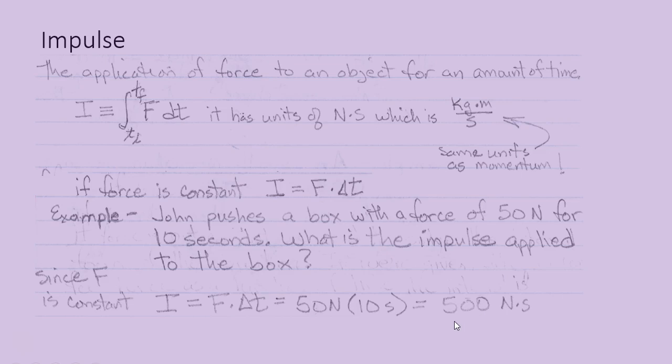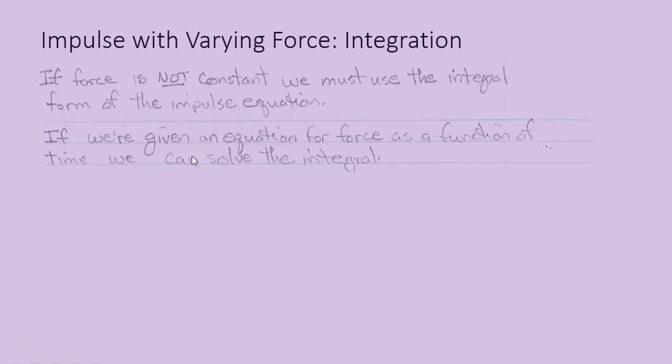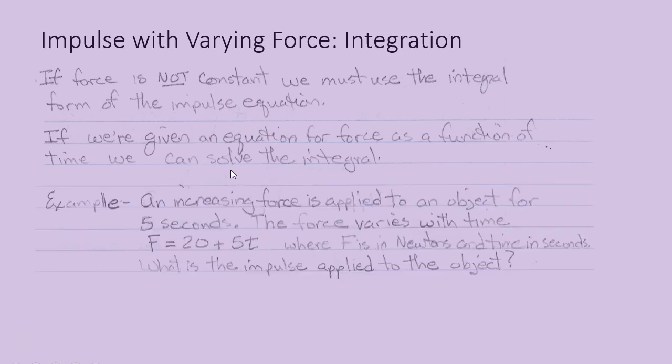Well, of course, life can't always be this simple, so let's explore impulse with varying forces. When forces are variable, we must use the integral form of the impulse equation. And if we're given an equation for force as a function of time, we just need to solve the integral. For example, an increasing force is applied to an object for 5 seconds. The force varies with time according to the equation F equals 20 plus 5t, where F is in newtons and time is in seconds. What is the impulse applied to the object?